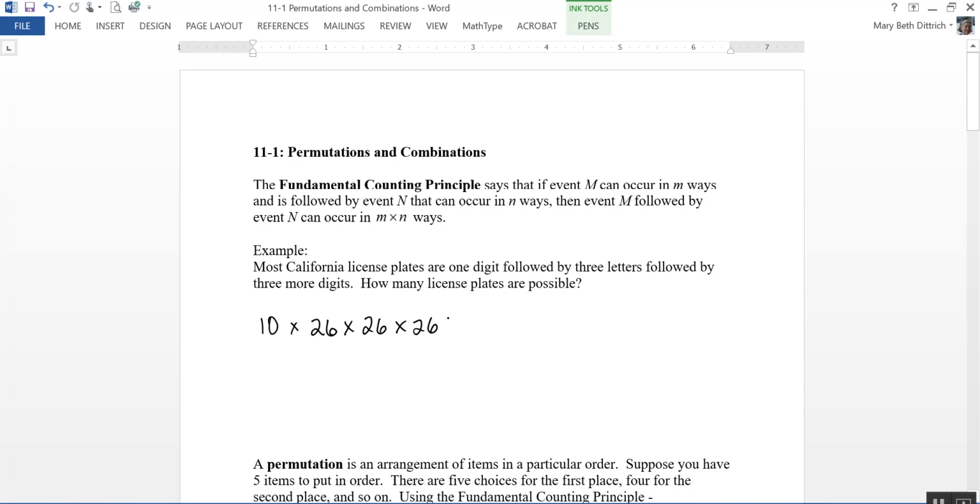And then followed by 3 more digits. Times 10, times 10, and times 10. So there are 10 choices for the first spot, 26 choices for the second, third, and fourth spots, and then 10 choices for the 5th, 6th, and 7th spot. So when you multiply those together, that ends up being 175,760,000 possible license plates.